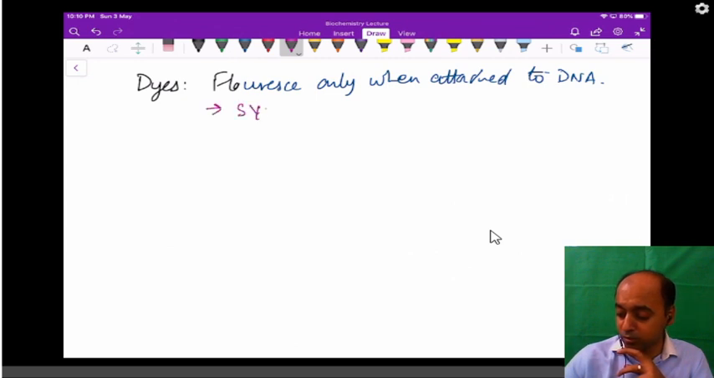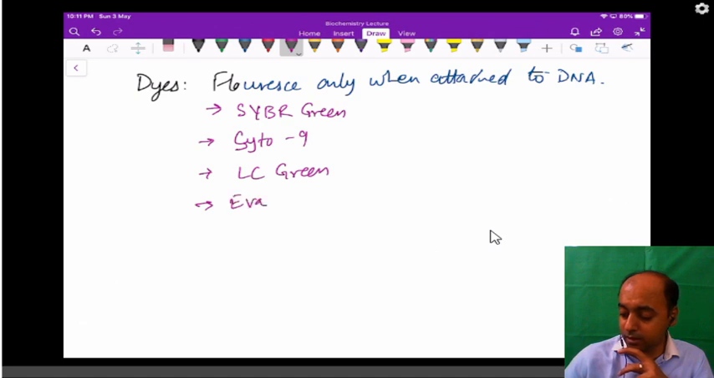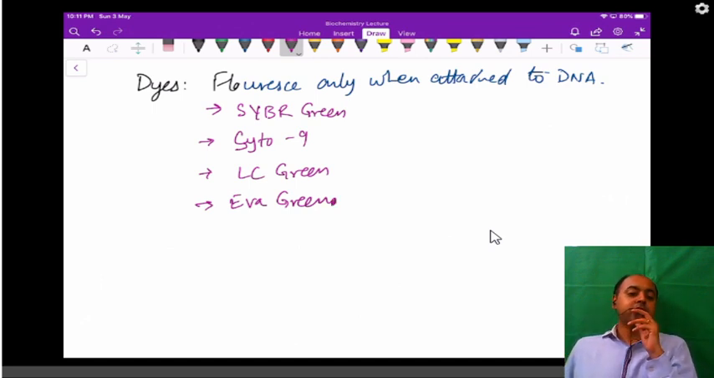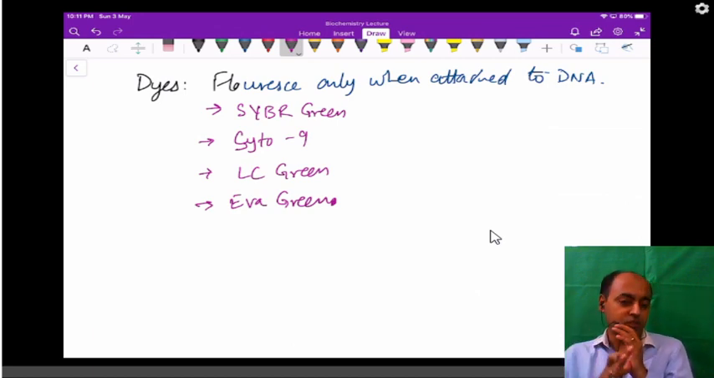Examples include SYBR green, Cyto 9, LC green, and Eva green. These are some of the dyes which will fluoresce only when attached to DNA. There are some other dyes which are sequence specific, so we are not going into those dyes. We focus on the dyes which are generic and they fluoresce when attached to DNA.